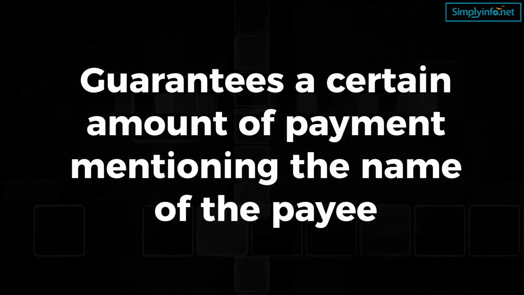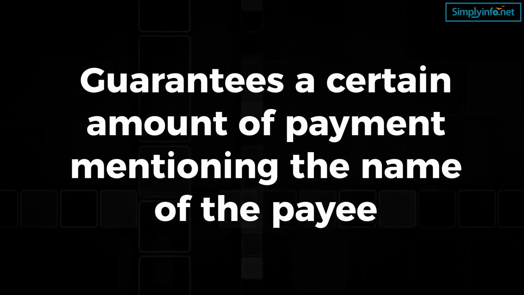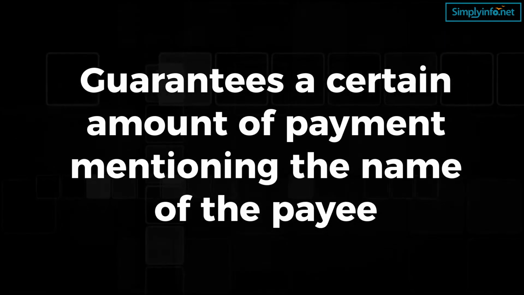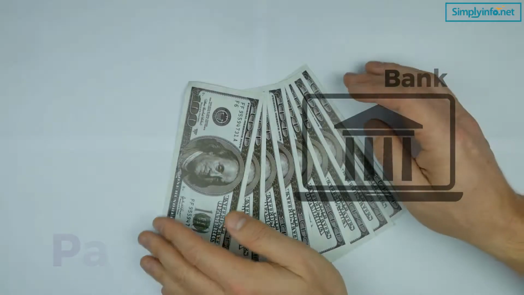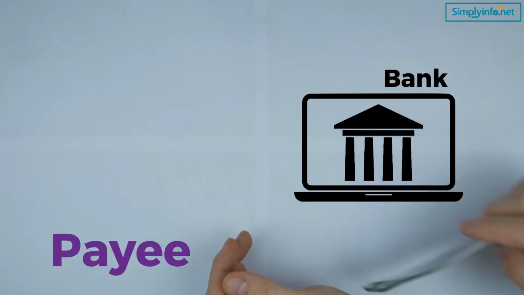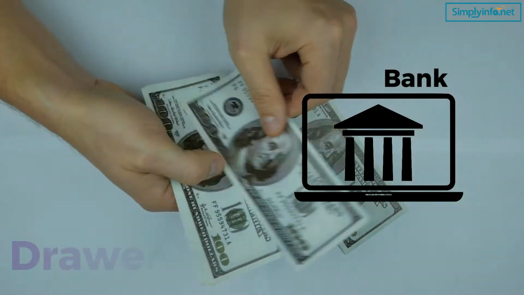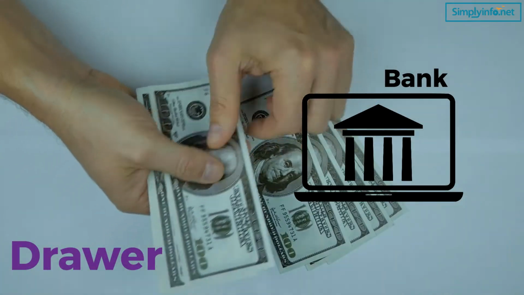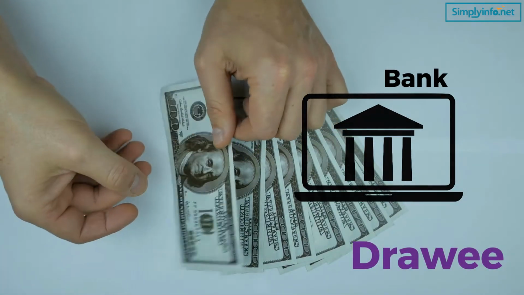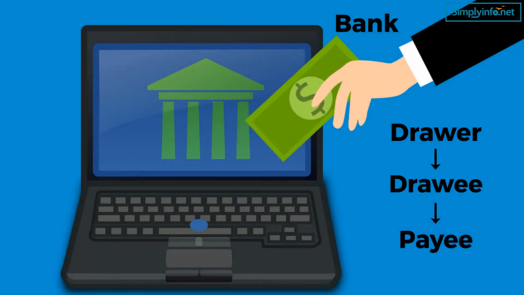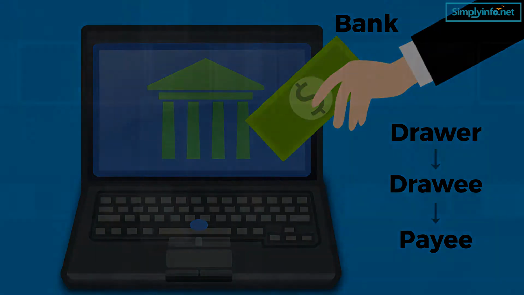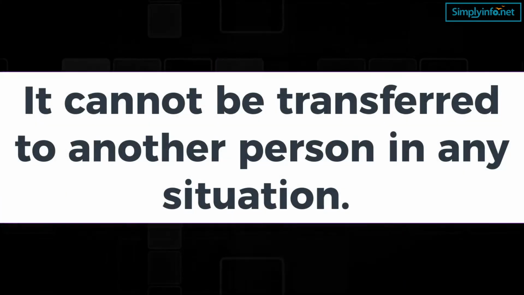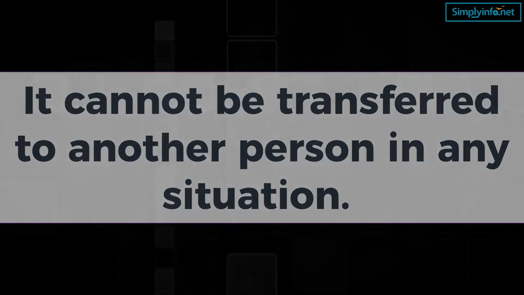The meaning of negotiable instrument is that it guarantees a certain amount of payment mentioning the name of the payee. Payee is the person or party receiving the money. The drawer is the person requesting the demand draft. The bank paying the money is the drawee. The bank issues the demand draft to the client, that is the drawer, to direct a bank, the drawee, to pay the specified amount of money to the specified person, that is the payee. It cannot be transferred to another person in any situation.